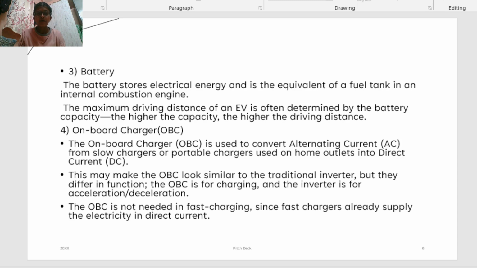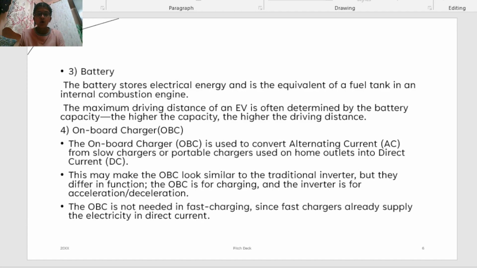Next we have the battery. The battery stores electrical energy and it is equivalent to a fuel tank in an internal combustion engine. The maximum driving distance of an EV is often determined by the battery capacity. The higher the capacity, the higher the driving distance.